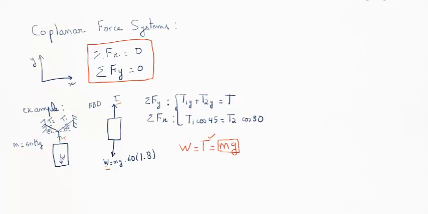Now if we do the sum of the forces in y on this particle over here, we know T1y plus T2y equals T, and T1y is basically T1 sine 45 plus T2 sine 30 equals T, and we have T. And the same in the x direction equals 0, so T1 cosine 45 equals T2 cosine 30. Now this is a system of two equations, two unknowns. We can easily solve for T1 and for T2.